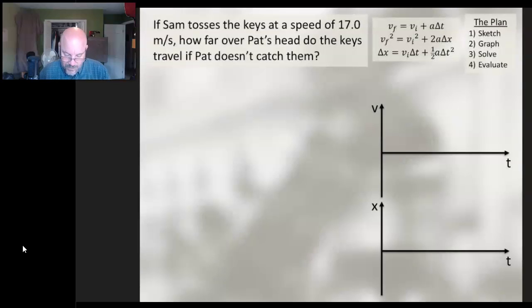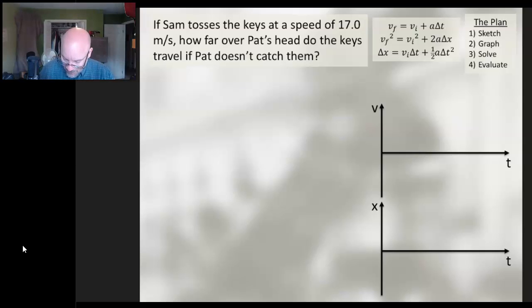Now we're going to find out how high they go. Sam tosses the keys, same initial speed, 17. They're going to go past Pat, over Pat's head. And then we're going to figure out how far over Pat's head the keys are going to go after Sam throws them.